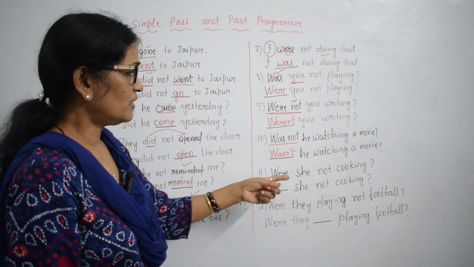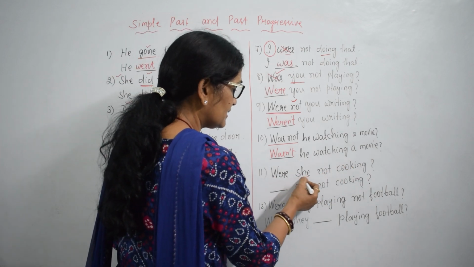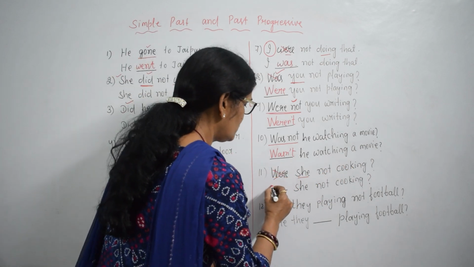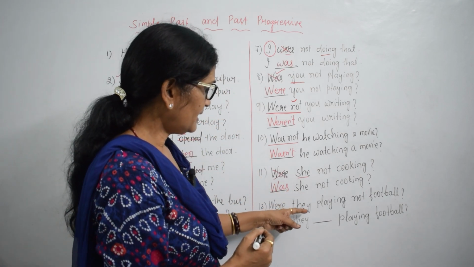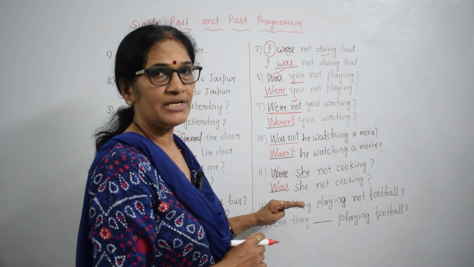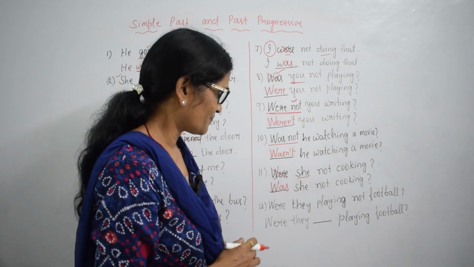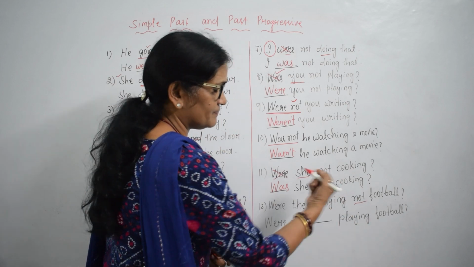Were he not cooking? Were she not cooking? She agrees with he. Was, not were. Were they not playing football? This is one negative interrogative sentence. So where is the error? You see here, not is written after the main verb.